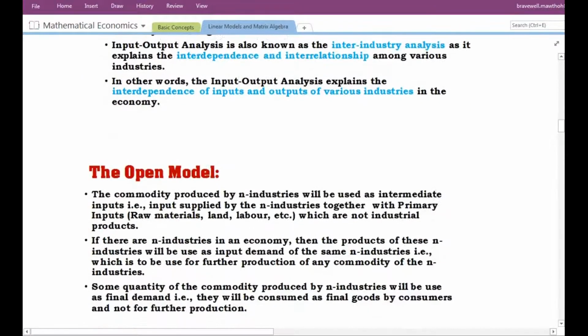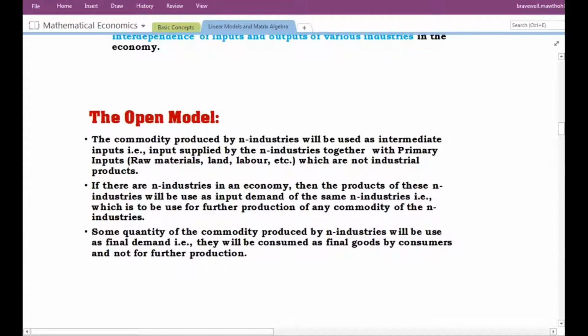Now let us understand what an open model and a closed model are. The commodity produced by N industries will be used as intermediate inputs, that is, inputs supplied by the N industries, together with primary inputs. Primary inputs can be raw materials, land, labor, etc., which are not industrial products. If there are N industries in an economy, then the product of these N industries will be used as input demand of the same N industries, that is, for further production of any commodity of the N industries.